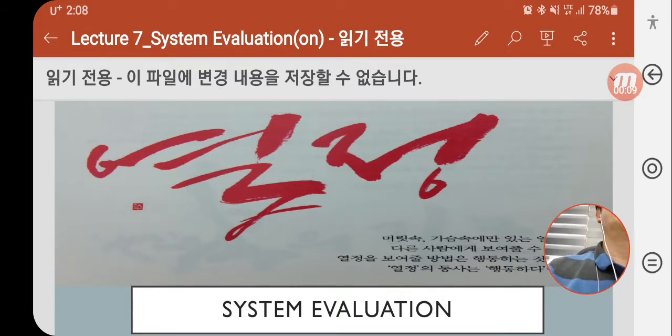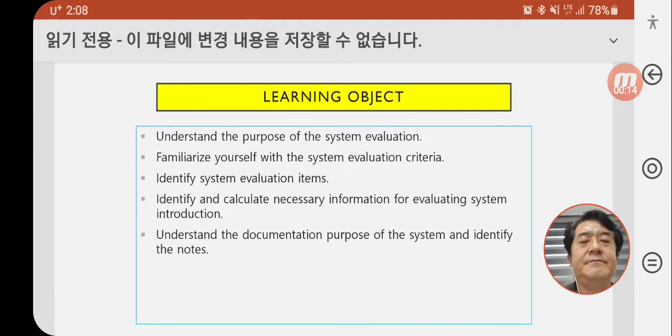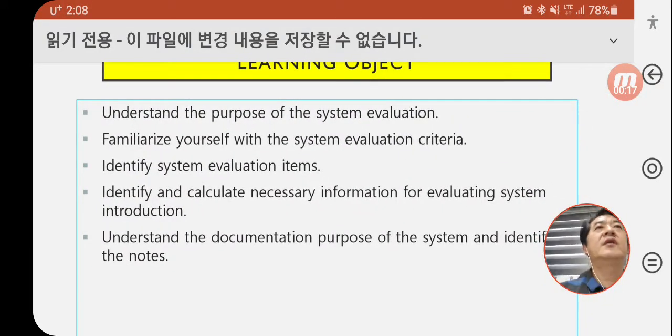This week we will focus on the following topics. We understand the purpose of system evaluation. Familiarize yourself with the system evaluation criteria. And we identify system evaluation items. And identify and calculate necessary information for evaluating system introductions. Finally, we understand the documentation purpose of the system and identify the nodes.